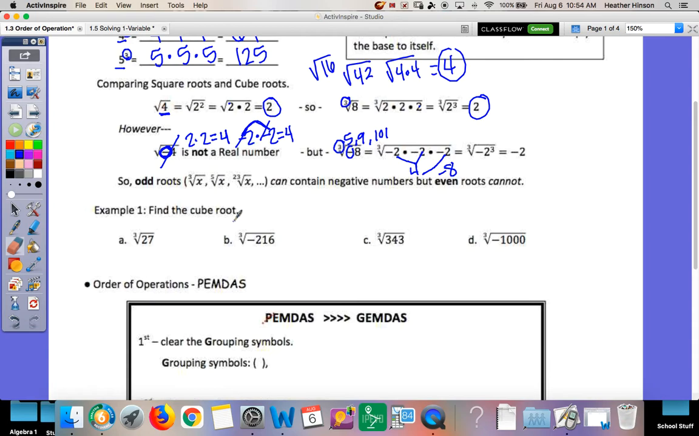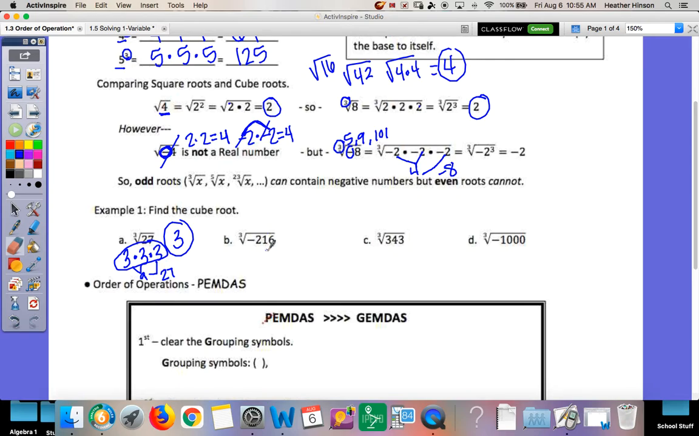So find the cubed root. What multiplies into 27 by itself 3 times? Well, let's just go down, let's try 3. We'll just work our way up. So 3 times 3 is 9 times 3 is 27. So that's 3 threes. So the cubed root of 27 is 3.